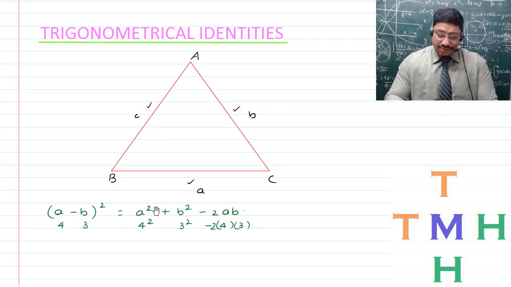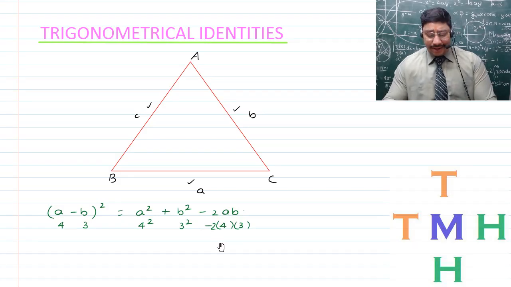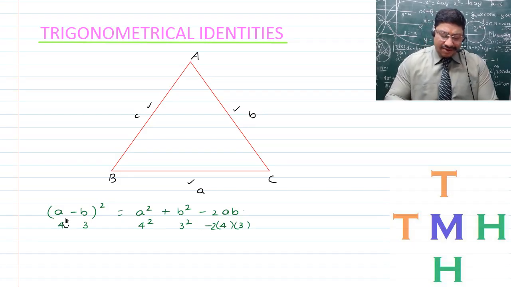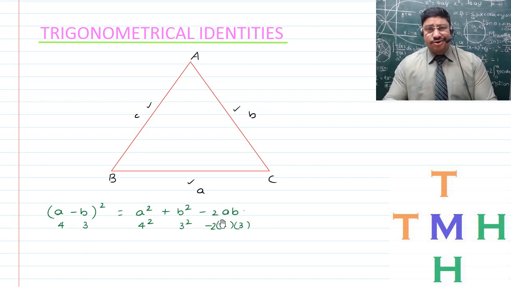Further, we have a square, which is 4 square, that is 16, plus b square, which is 3 square, that is 9. 16 and 9 is 25, and from that is to be subtracted 4 times 3 is 12, times 2 is 24, and obviously that also comes equal to 1. So as such, whatever value of the variables you keep, this equation will always stand to be true. So whenever you have such sort of equations, they are then known as identities.